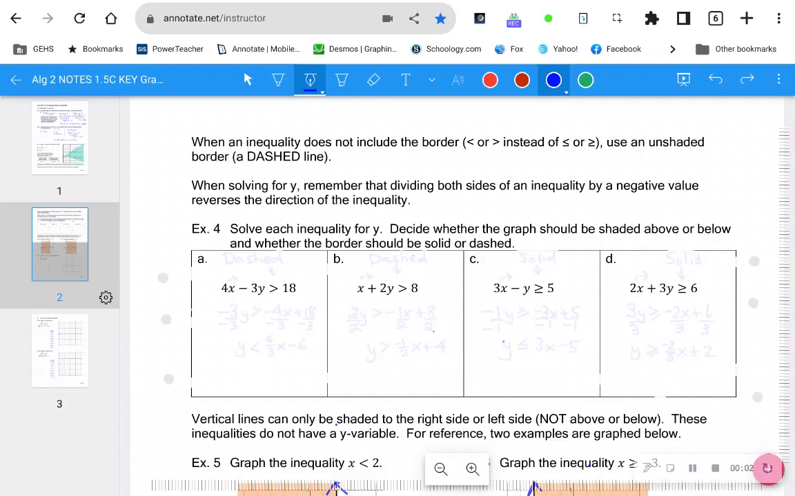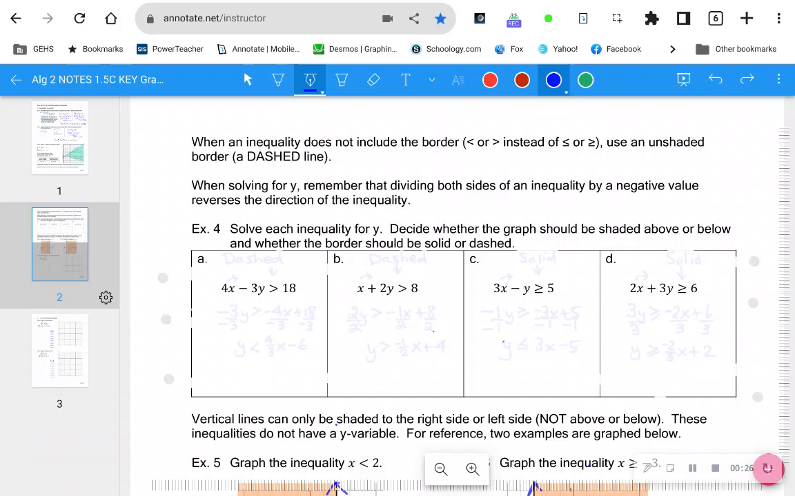Okay, this is Mr. Peterson continuing the notes for Algebra 2, Section 1.5c, Graphing Systems of Inequalities. I'm going to start by correcting something I did at the previous page. I do want you on your homework to use pencil, guys. It's easy to mess up on these and really hard to fix if you use a pen.